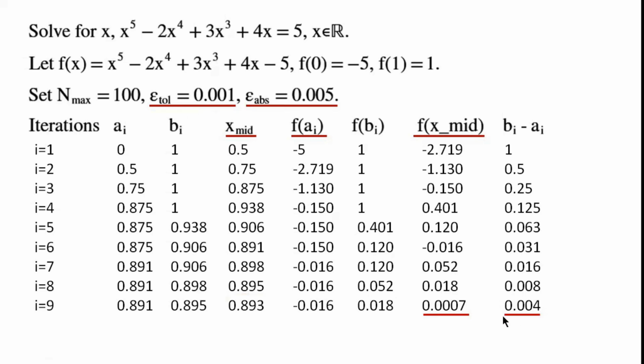The modulus of bi minus ai is less than epsilon abs. So it's converged. The root x is approximately equal to x mid, which is equal to 0.893.